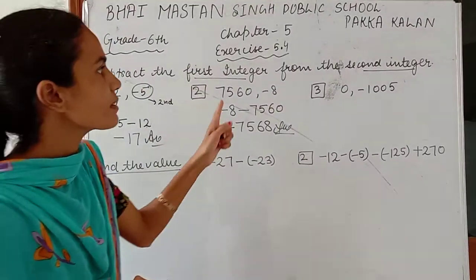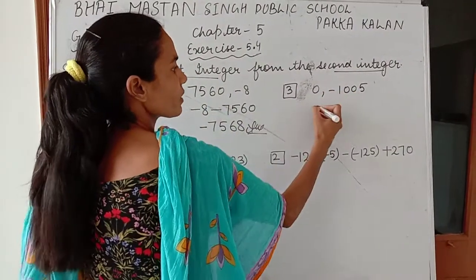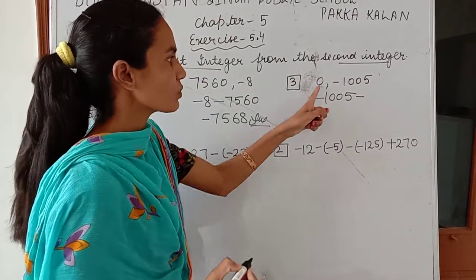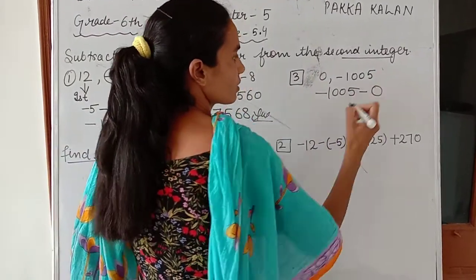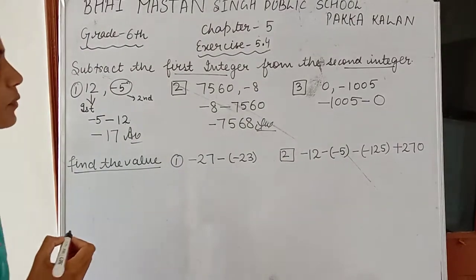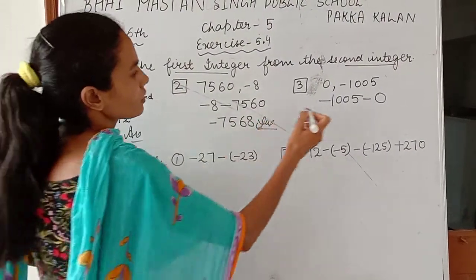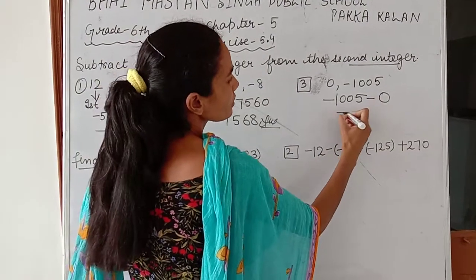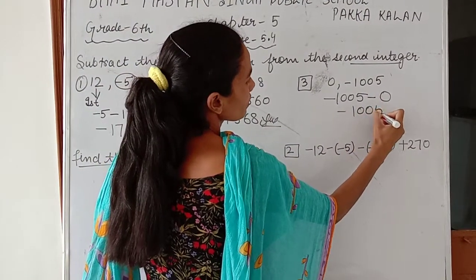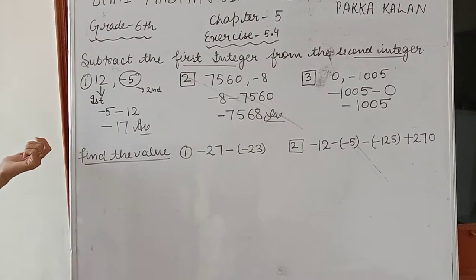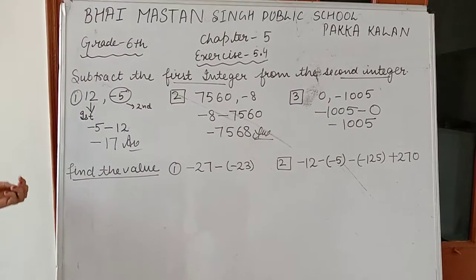Next one, same as second integer, this one. Subtract from the first integer. Minus minus plus, so this is also 1000. Is it okay? I think this is clear to all of you.